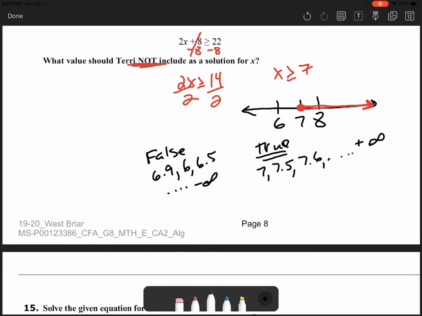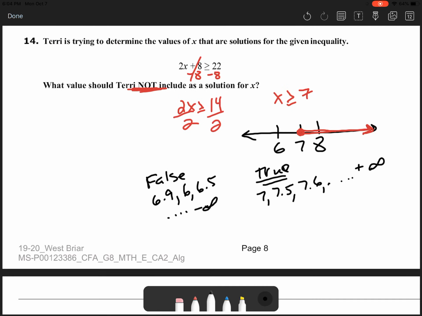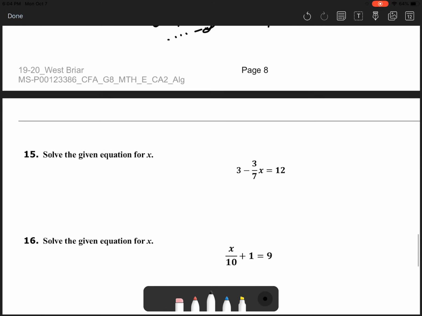So I could say that if I had a list of values, I could pick which one's not true. But I could also just plug in the values if I'm given a list of values, right, for a test, and see if it's true or not.